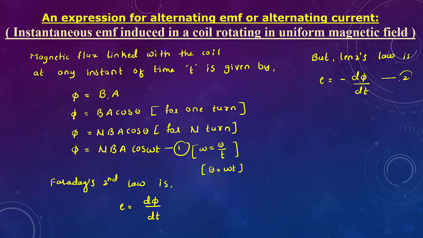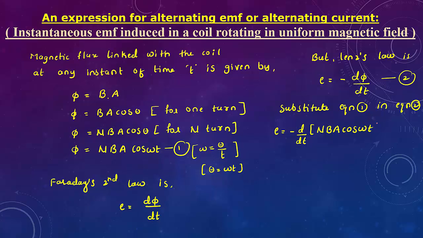Now let us take it as equation number 2. Now I am going to substitute equation 1 in equation number 2. Let us substitute equation 1 here. E equal to minus d by dt, keep as it is. In place of phi, we can write N B A cos omega t.